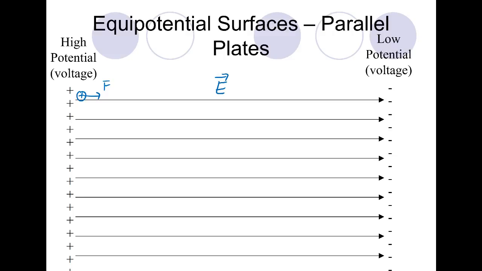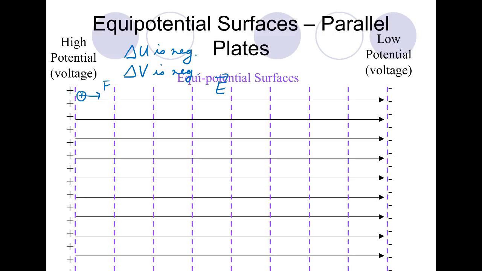And again, this all goes back to the fact that if the charge is positive and it's moving along the electric field, positive work is being done. So that means the change in potential energy is negative. Now, because this is true, the change in voltage is also negative. So it's going from a greater to a lesser voltage. Now, in between, we can label this with equipotential surfaces. Notice that the surfaces are everywhere perpendicular to the electric field.